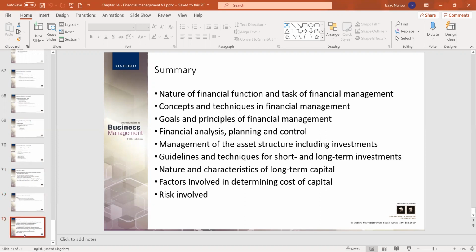In terms of our discussion today, we've looked at issues of financial management: the concept, the techniques, the goals of financial management, how to analyze finances and planning tools, the management of asset structure, and the guidelines for short-term and long-term investments, the nature of long-term capital and its characteristics, the factors involved in determining the cost of capital, and the risk analysis involved. So this is where we'll end today's discussion. I tried to summarize most of the concepts here so that we can continue our tutorials and give you ample time to ask more questions for next week's exams.